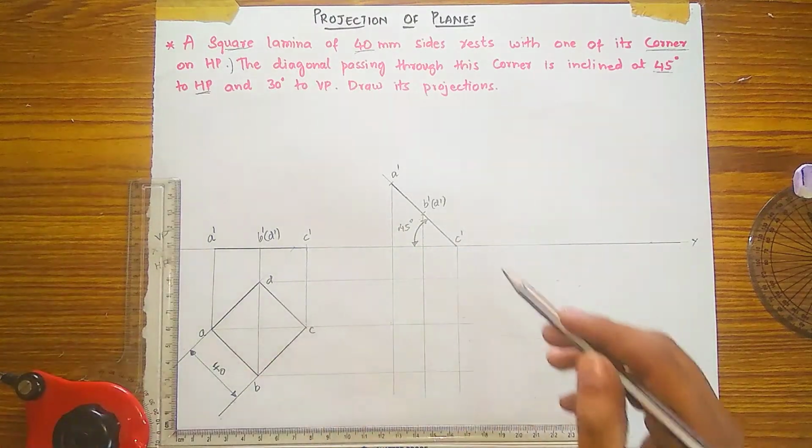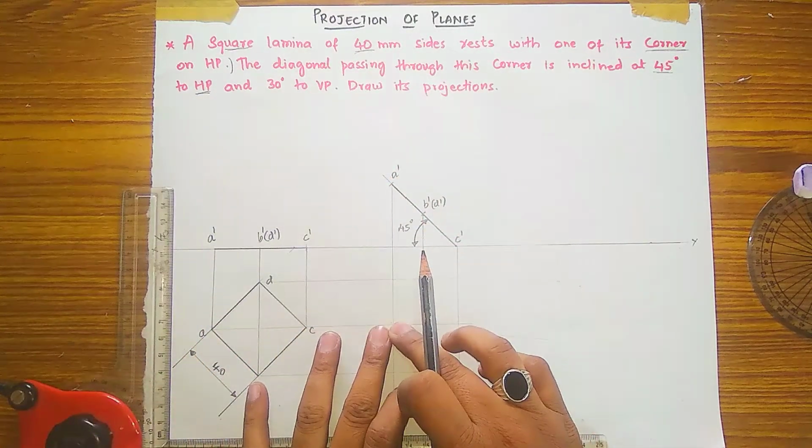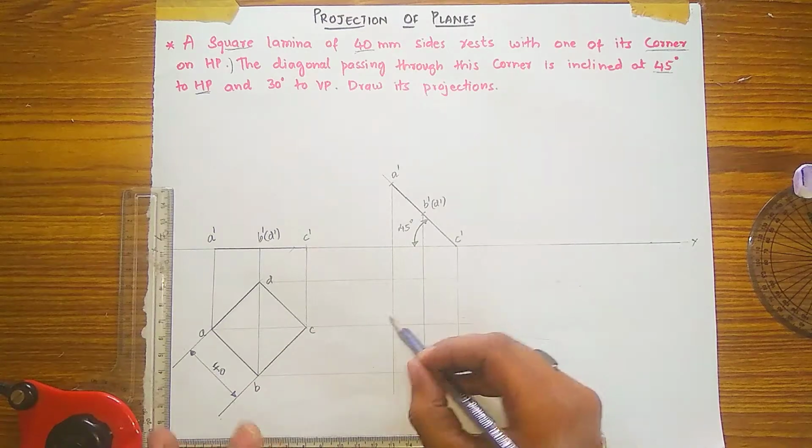After taking the projection lines, you have to see where these points and these points meet, put a point there and label it.